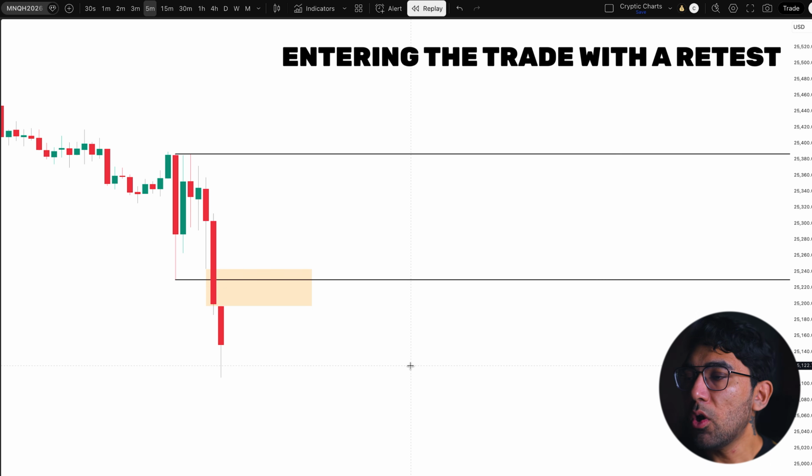So that then brings us on to step number 3, which is how we actually find the entry for this particular trade. So what we're going to be doing is using a retest entry model. And this is extremely simple. Once we've got the fair value gap and it's been created either through the high or the low, in this example, we've got it going for the low, all you're going to do is wait for a retest of the actual fair value gap.